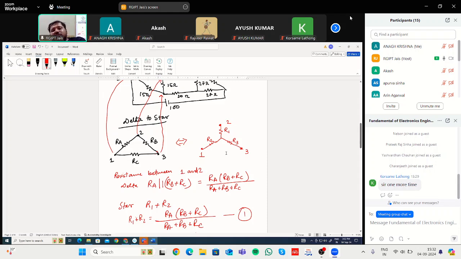If you consider the star configuration, then what is the resistance between 1 and 2? That will be simply R1 plus R2, because R3 will not come into play, as the third terminal is an open circuit. That means if you pass some current to this path, it will flow like this. No current will flow through this path because it's an open circuit. That's why the resistance between terminals 1 and 2 is R1 plus R2.